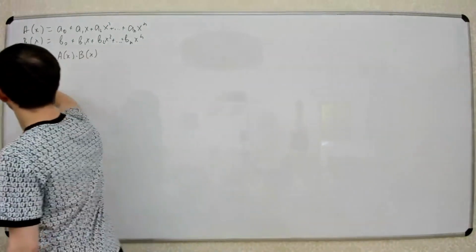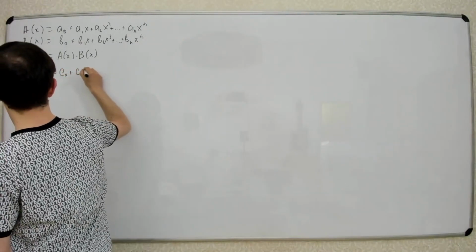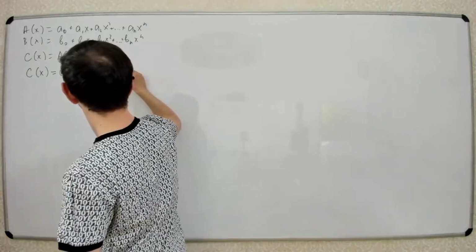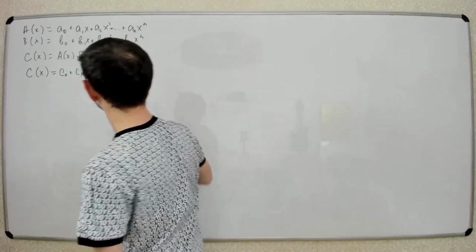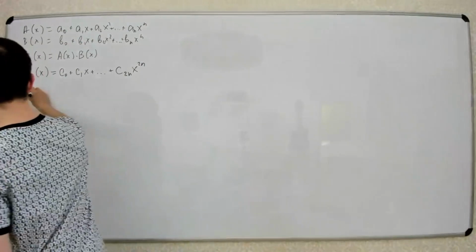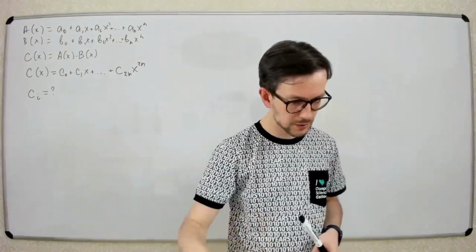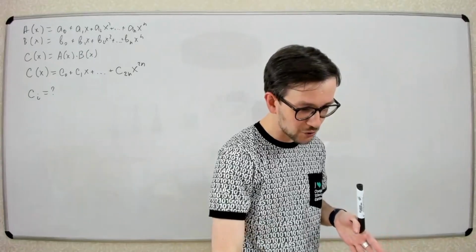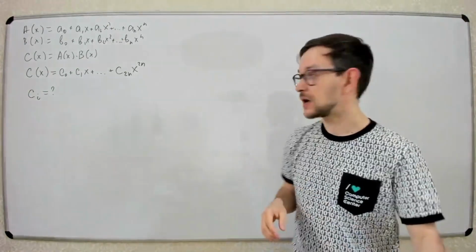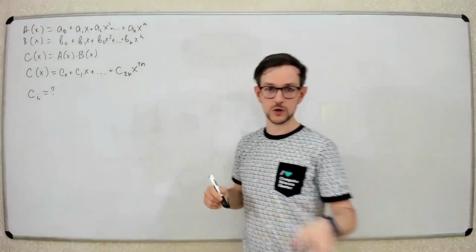So this polynomial c is something like c0 plus c1x plus and so on plus c2n x power 2n. So the degree of this polynomial will be 2n. So how to find the coefficients of this polynomial?